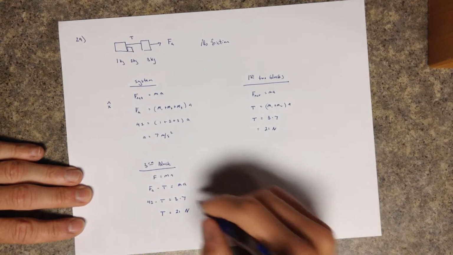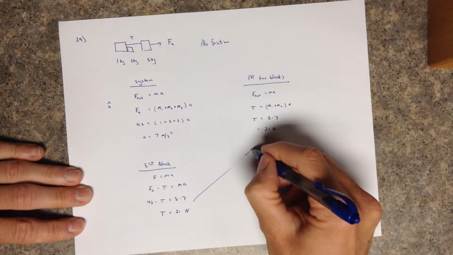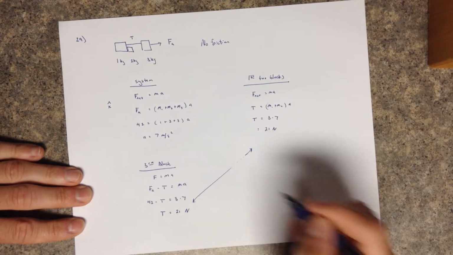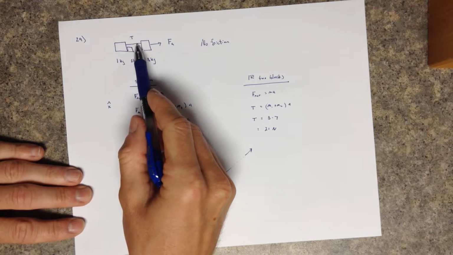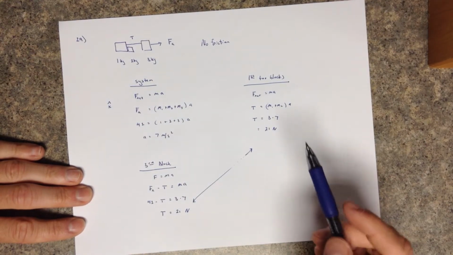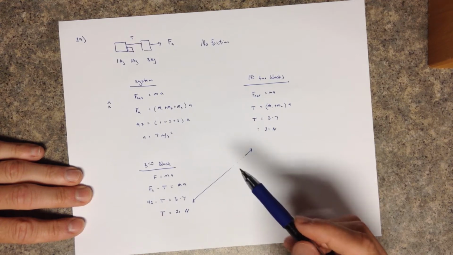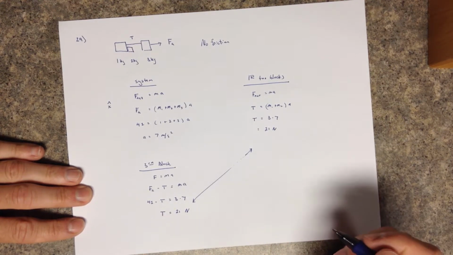And we're like, huh, imagine that. These match. Of course they do. The tension pulling these two blocks is the same as the tension pulling against that block. So this was an unnecessary step. I just wanted to show that those things are the same.